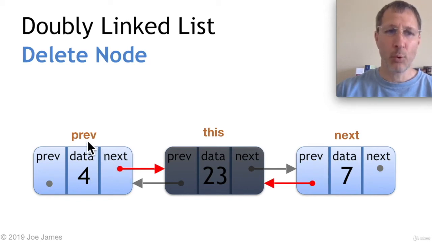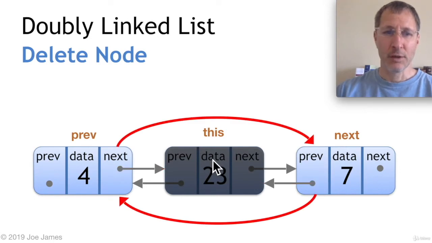Well, we look at this pointer from the previous node that's pointing to this node. And we look at the pointer from the next node that's pointing to its previous node, right? These ones that are pointing to this node, they have to be fixed. They basically just have to bypass it. So what we do is we change 4's next pointer. Instead of pointing to this, it has to point to this node's next node. And then for 7's previous pointer, instead of pointing to this node, it has to point to this node's previous node.